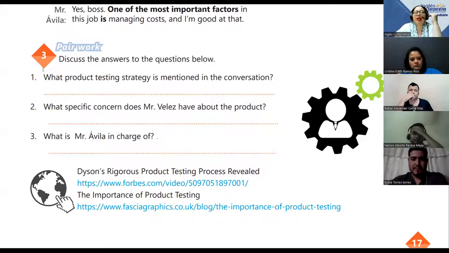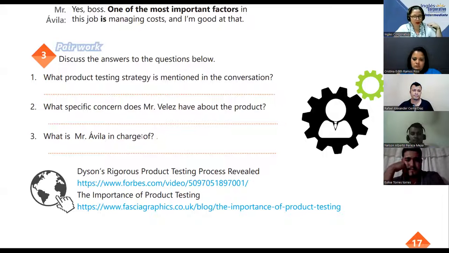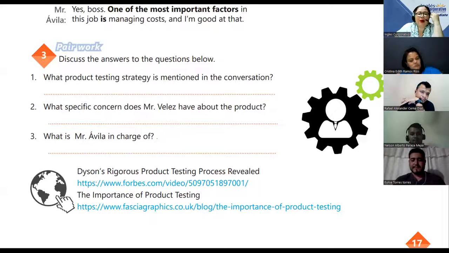So here we've got, what product testing strategies are mentioned in the conversation? What specific concern does Mr. Velez have about the product? What is Mr. Avila in charge of? Bien, yo me voy a poner en mute and you are going to answer the questions by having a discussion, okay? So you may start now. Take your own initiative, okay?